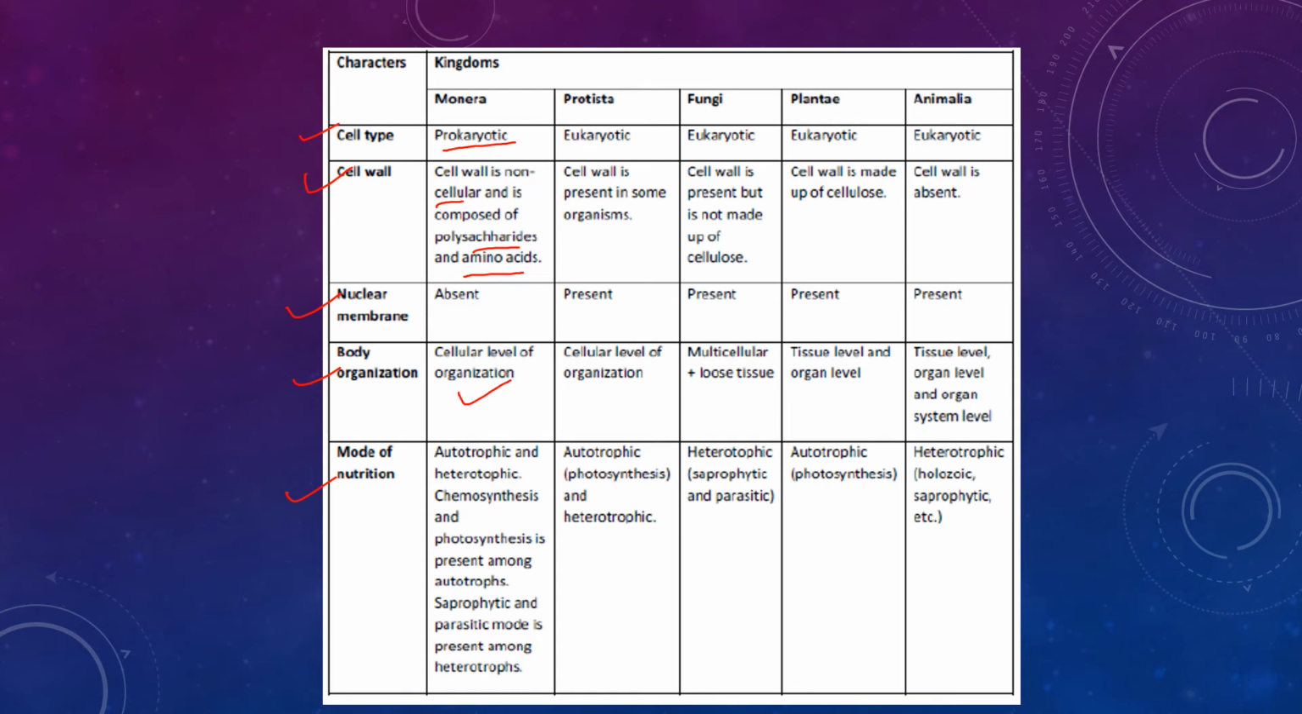Mode of nutrition is autotrophic and heterotrophic. Chemosynthesis and photosynthesis are present among the autotrophs. At the same time, saprophytic and parasitic modes of nutrition are present among the heterotrophs.